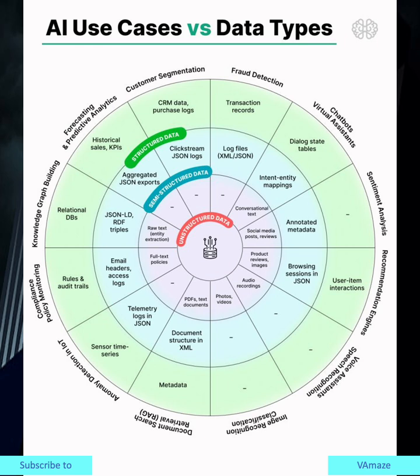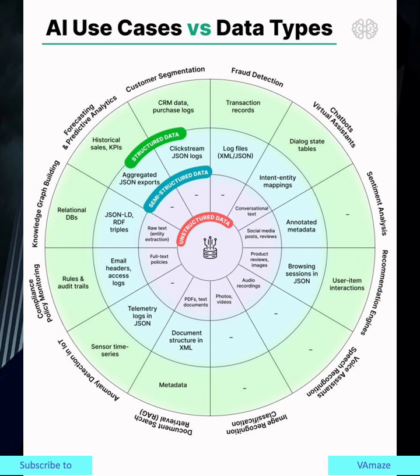Organizations often approach AI backwards, starting with exciting use cases and then trying to find data to support them. The diagram suggests a more pragmatic approach. Start with your best, most reliable data types and identify use cases that can deliver value with that foundation.